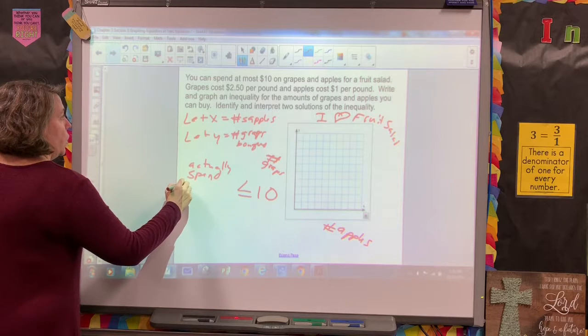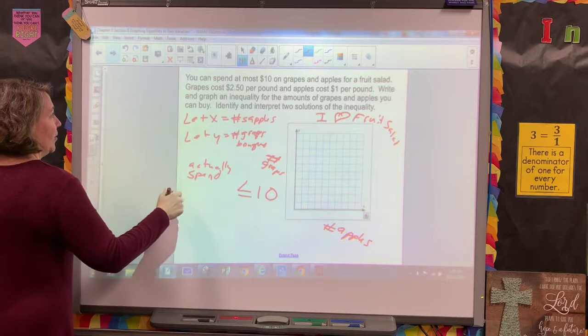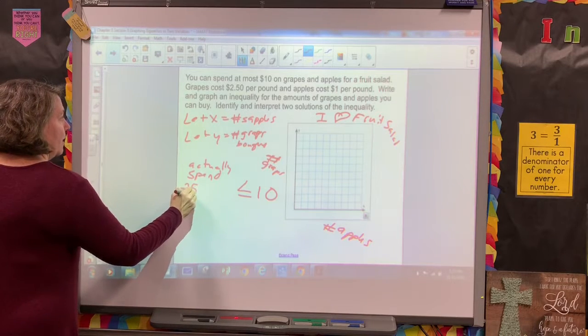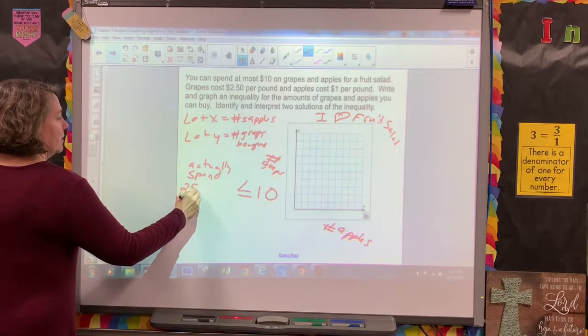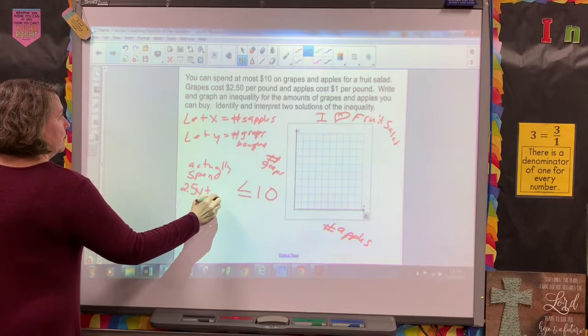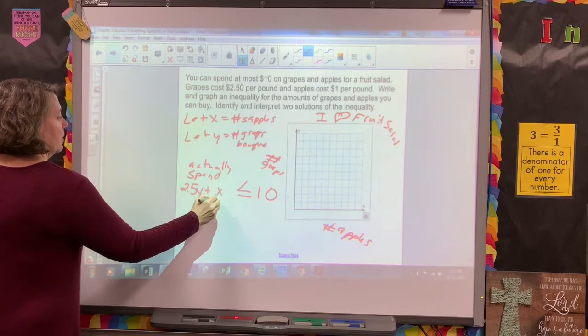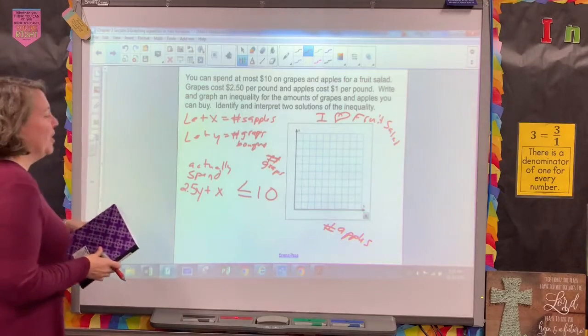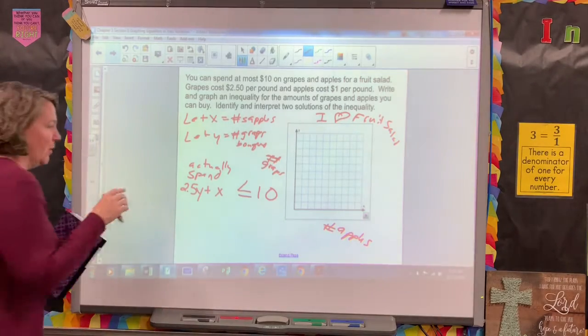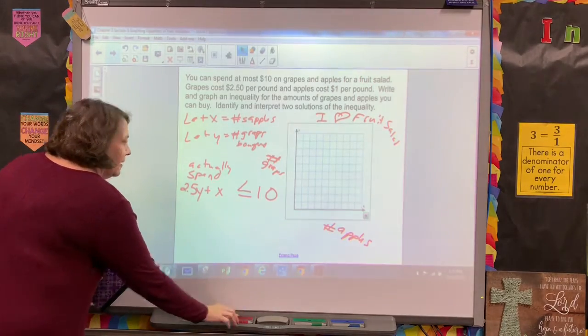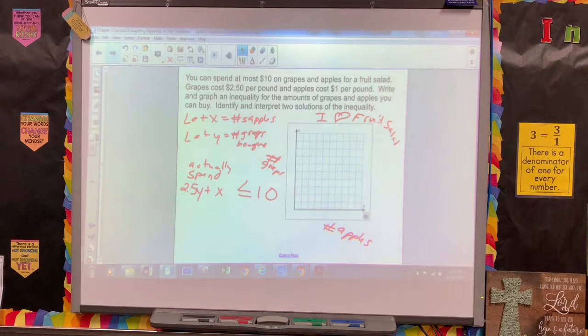How much money did I spend on grapes? 2.5 times y. So 2.5y plus x. Right. Okay, so now you have this. Figure out your boundary.